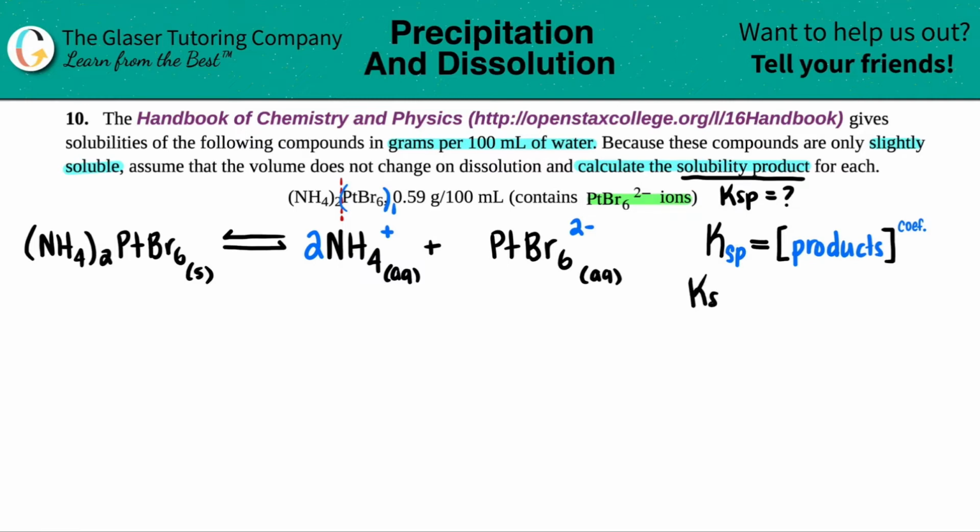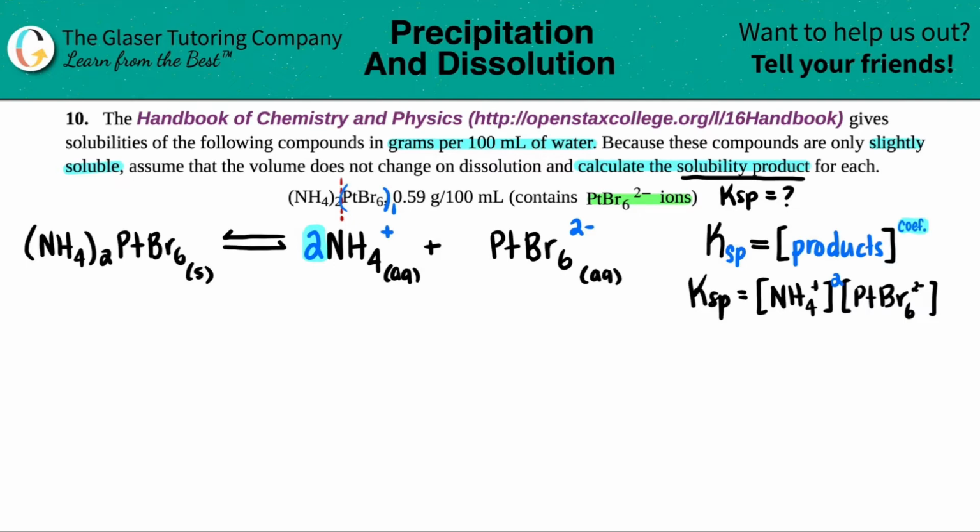So let's see. For this one, Ksp would equal the concentration of the two products. We have the NH4+, and it's going to be multiplied by the PtBr6 2-. Now, keep in mind that with Ksps, just be careful. You have to raise both of them to their coefficients. So for the NH4, there was a 2 in front. So that means I have to raise the concentration of NH4 to the second power. And then, since there was only one PtBr6, I can just put a 1 here, but anything raised to the first is the same. All right, so we're getting closer.